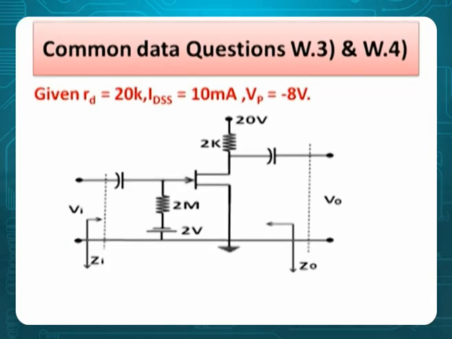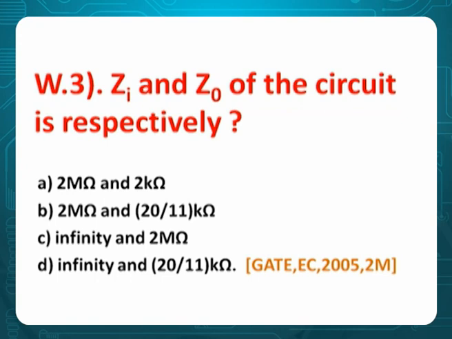Common data problems. For the third and fourth problems, the circuit is given as common data. The small rd, meaning the internal resistance, is 20 kilo, IDSS is 10 milli, VP is minus 8. So minus 2 here, 2 mega here, 2 kilo and 20. These are the values. What is the input impedance? What is the output impedance? Those may also be asked here. Let us use this circuit to solve the next problems.